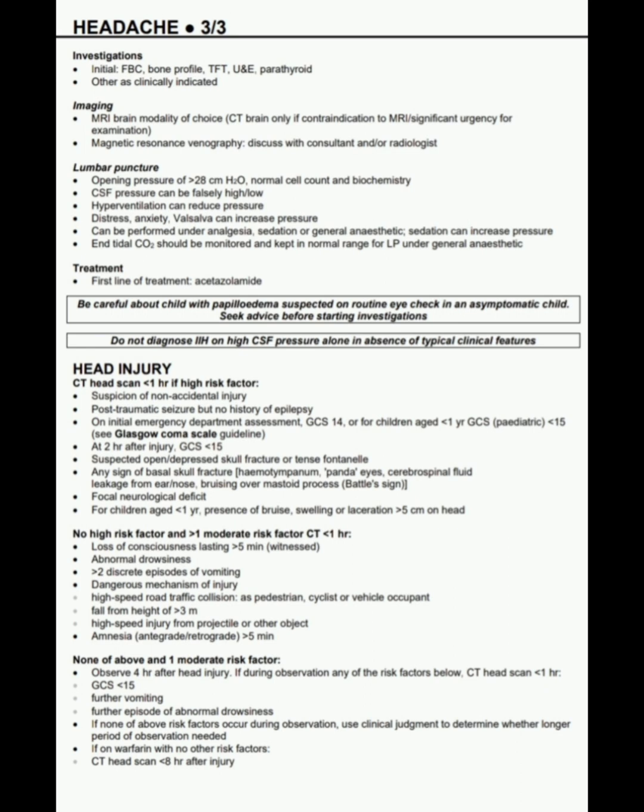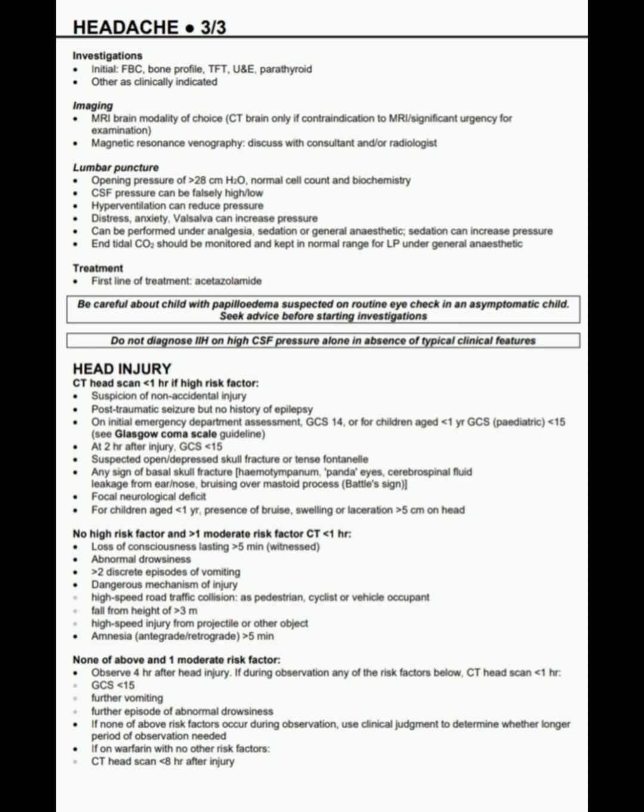Focal neurological deficit. For children aged less than 1 year, presence of bruise, swelling or laceration more than 5 cm on head. No high risk factor and more than 1 moderate risk factor: CT less than 1 hour. These are loss of consciousness lasting more than 5 minutes witnessed, abnormal drowsiness, more than 3 discrete episodes of vomiting, dangerous mechanism of injury: high speed road traffic collision as pedestrian, cyclist or vehicle occupant, fall from height of more than 3 meters, high speed injury from projectile or other object, amnesia, that is anterograde or retrograde, more than 5 minutes. None of above and 1 moderate risk factor.